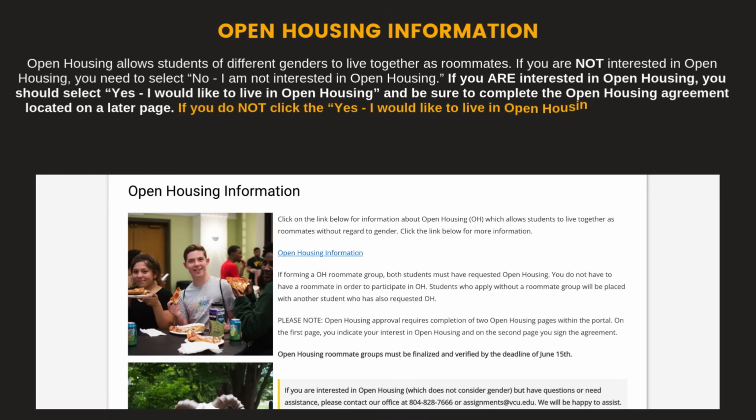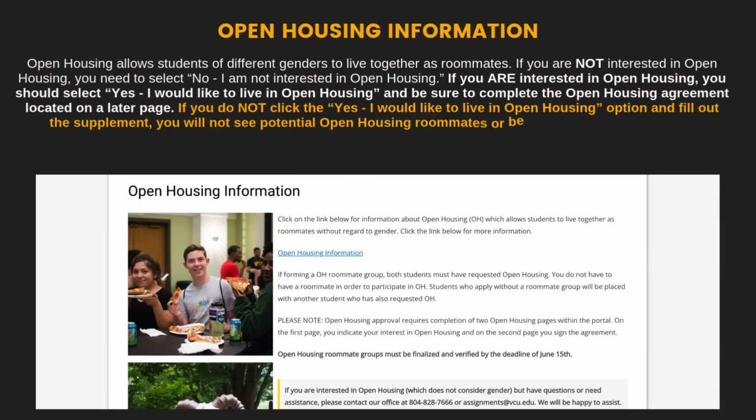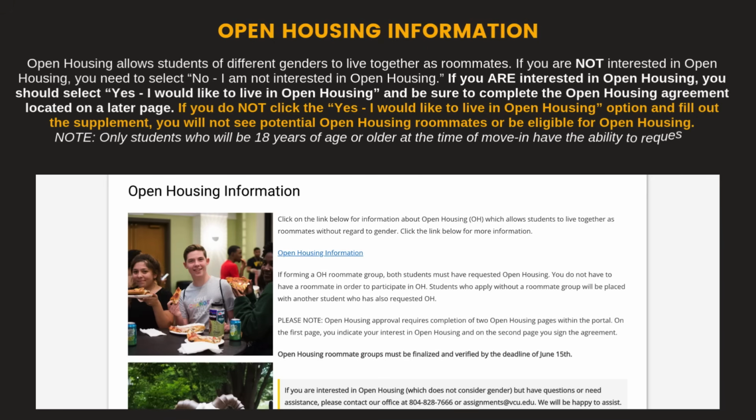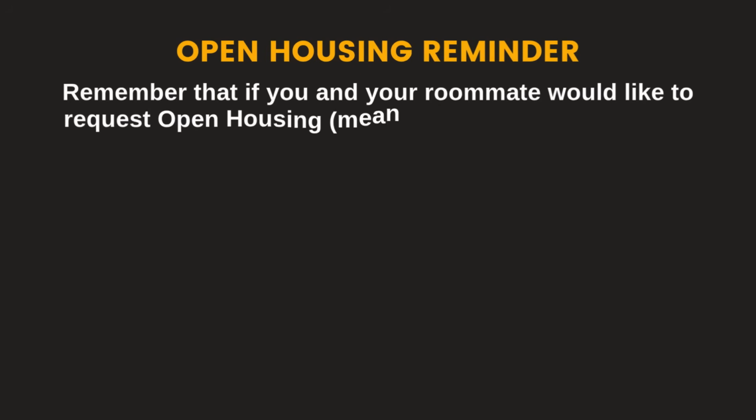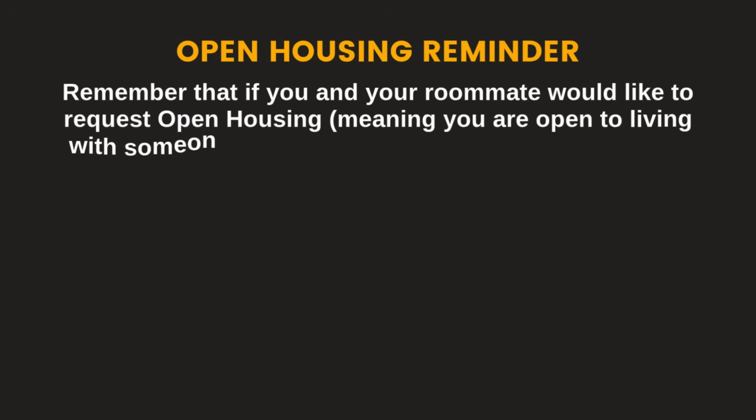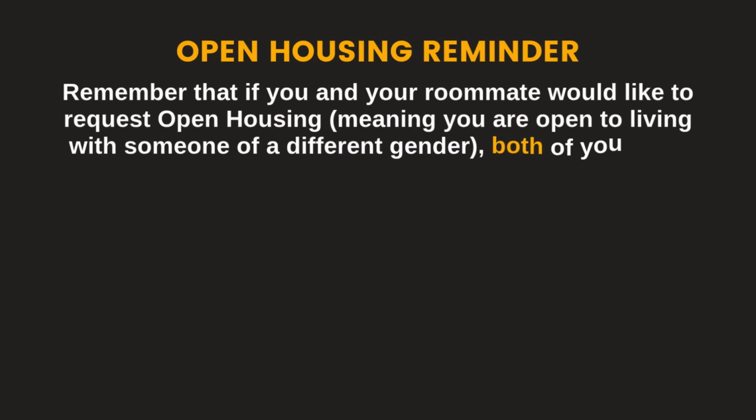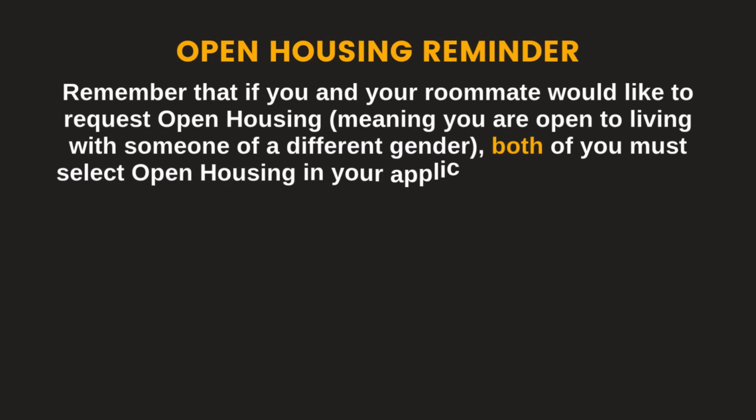If you do not click the Yes, I would like to live in open housing option and fill out the supplement, you will not see potential open housing roommates or be eligible for open housing. Note, only students who will be 18 years of age or older at the time of move-in have the ability to request open housing. Remember that if you and your roommate would like to request open housing, meaning you are open to living with someone of a different gender, both of you must select open housing in your applications.